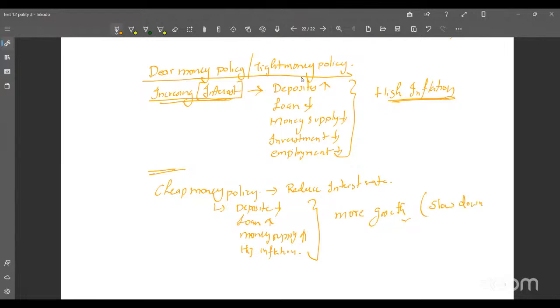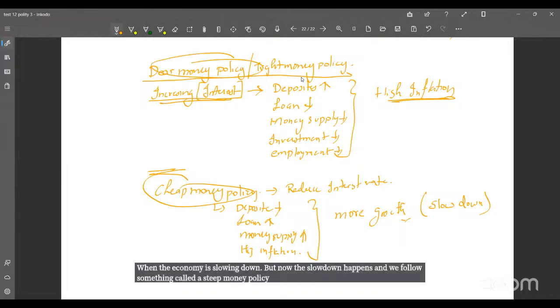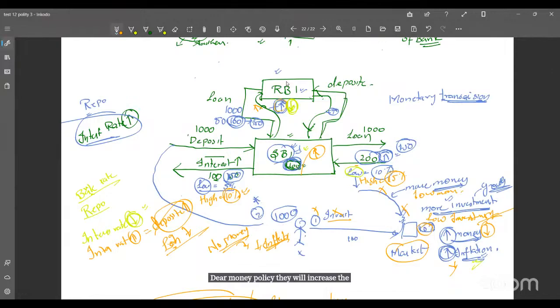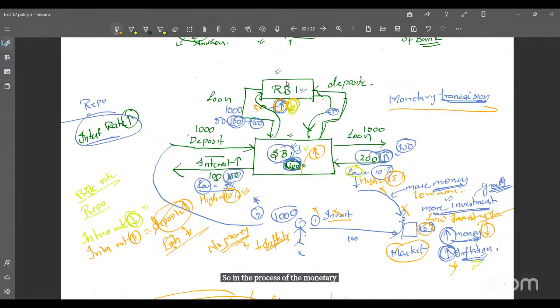Whenever the slowdown happens, we follow something called a cheap money policy. And whenever there is high inflation, we follow something called a dear money policy. சரிங்களா? Dear money policy என்ன பண்ணுவாங்க அப்படின்னு பார்த்தீங்கன்னா, they will increase the interest rate. Cheap money policy, they will decrease the interest rate. So in the process of the monetary transition அப்படின்னு சொல்லி, getting the point. So did you understand? புரியுதுங்களா?